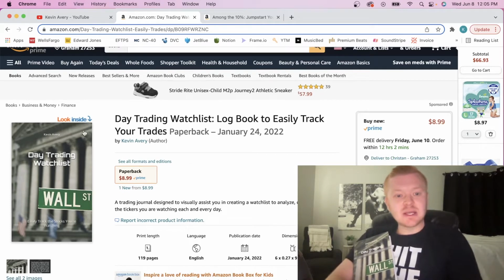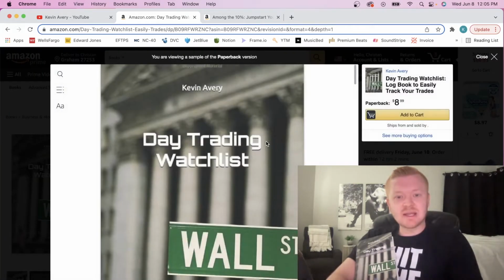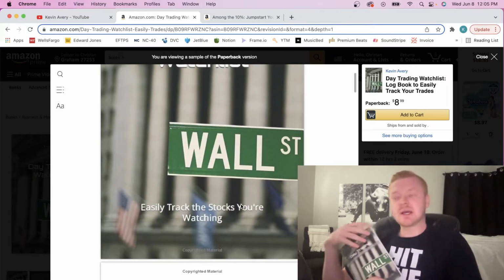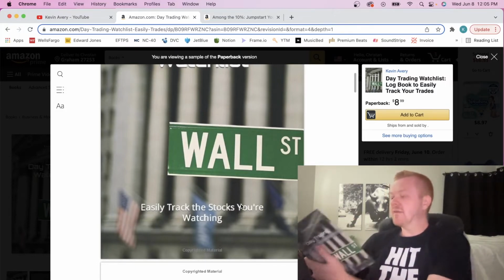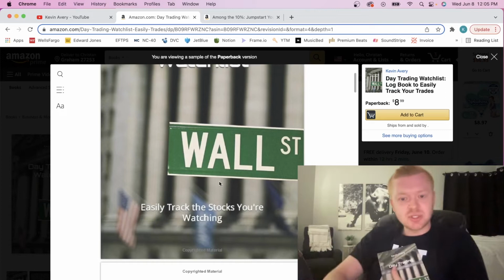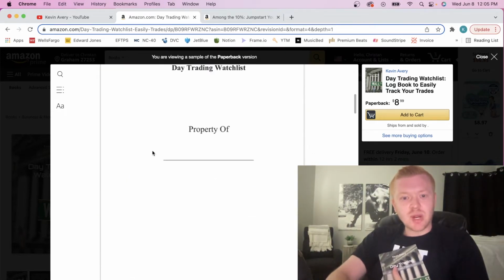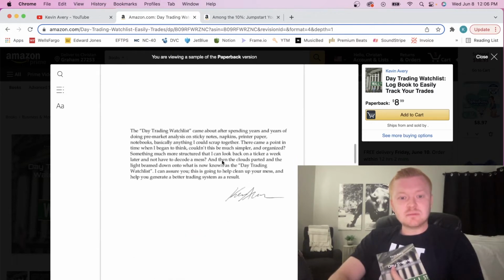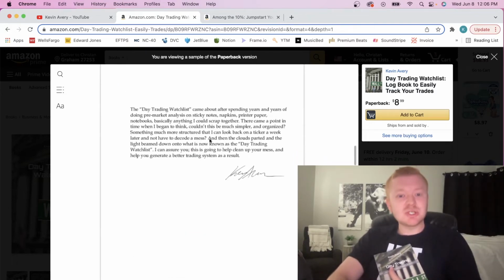Now we can look inside the book here and get a little idea of what's going on. Easily track the stocks you're watching. Like I said, I have a little note in here. Actually, I'm going to show you right here. Property of whatever your name is. All rights reserved. And this is pretty much the gist of it.